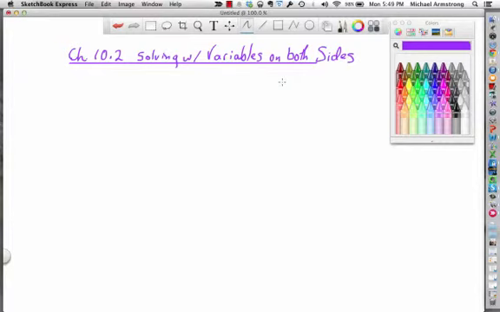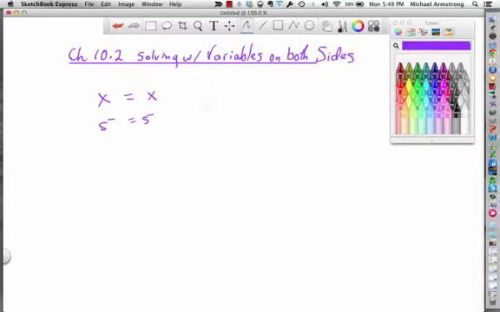Okay, this is chapter 10.2. We're going to solve equations with variables on both sides. So a variable on both sides is something like this: x is equal to x. If x is 5, then 5 is equal to 5. That's really how it works.